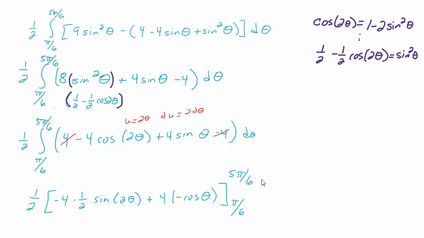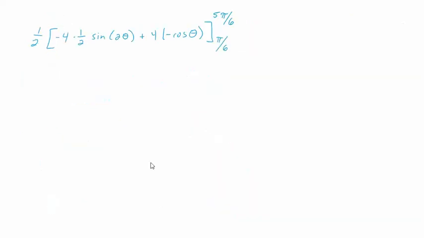Maybe we'll clean that up a little bit. All right, so that's going to give us, and we can distribute the half in here if you want to make it a little nicer at this point, negative sine 2 theta. Let's see, half of 4 is going to be minus 2 cosine theta. We're going to evaluate that from pi over 6 to 5 pi over 6.